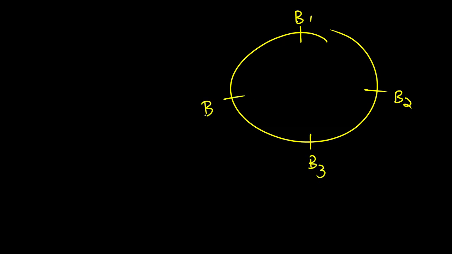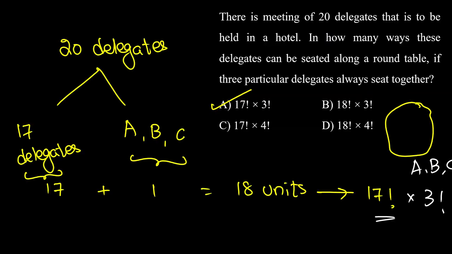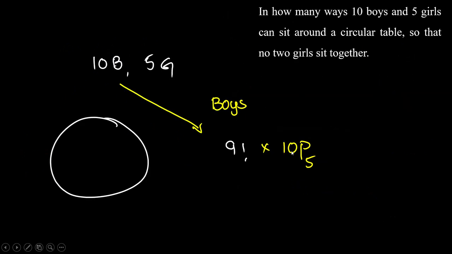Now, how many gaps are there? Slot 1, slot 2, slot 3, slot 4. Only 4 slots are available. When you have 10 boys in circular arrangement, only 10 slots are available. In a linear arrangement, 10 boys in a line would give 11 slots. But here we have only 10 slots. So 10P5. Why that 5? Among the 10 slots, 5 girls should be selected and arranged there.